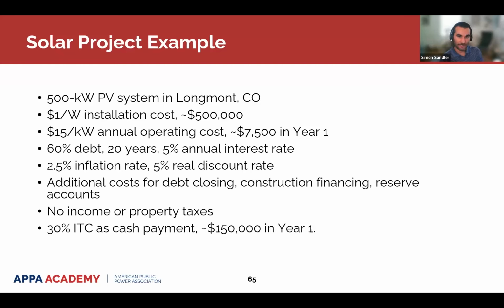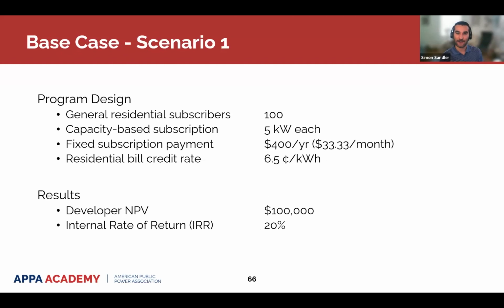So if we hop to the next slide, I'm going to outline and lay out the actual base case. So the base case is just a general residential subscriber class. We're going to have one class. You're going to assume 100 residential subscribers, meaning that for a 500 kW project, we're going to say they all subscribe to 5 kW each. In reality, that might vary, but this is our baseline. And we're going to go ahead and say they just pay a fixed subscription rate. It's just quote unquote annual payments. There's no upfront payments. They just pay approximately $33 a month for the life of the project.